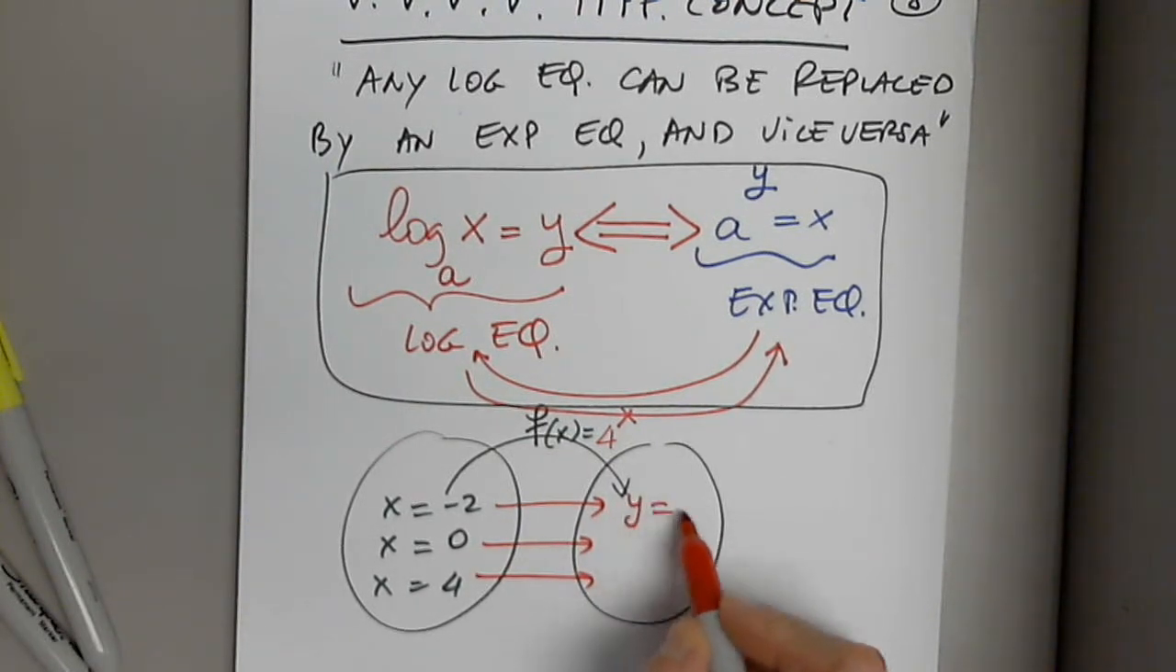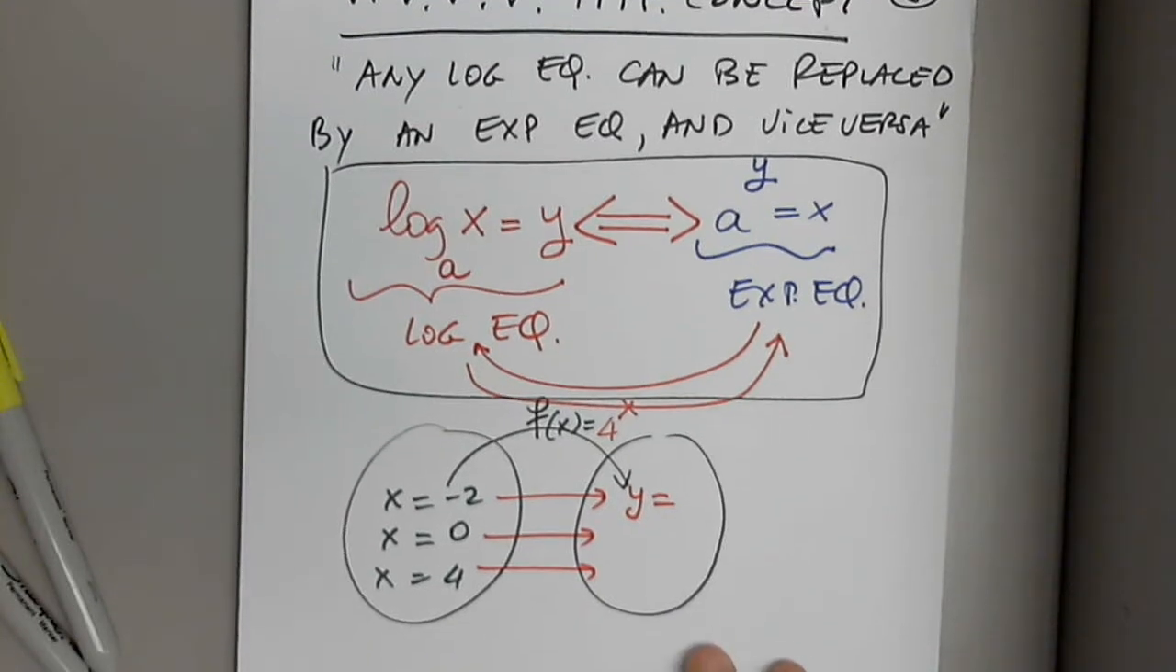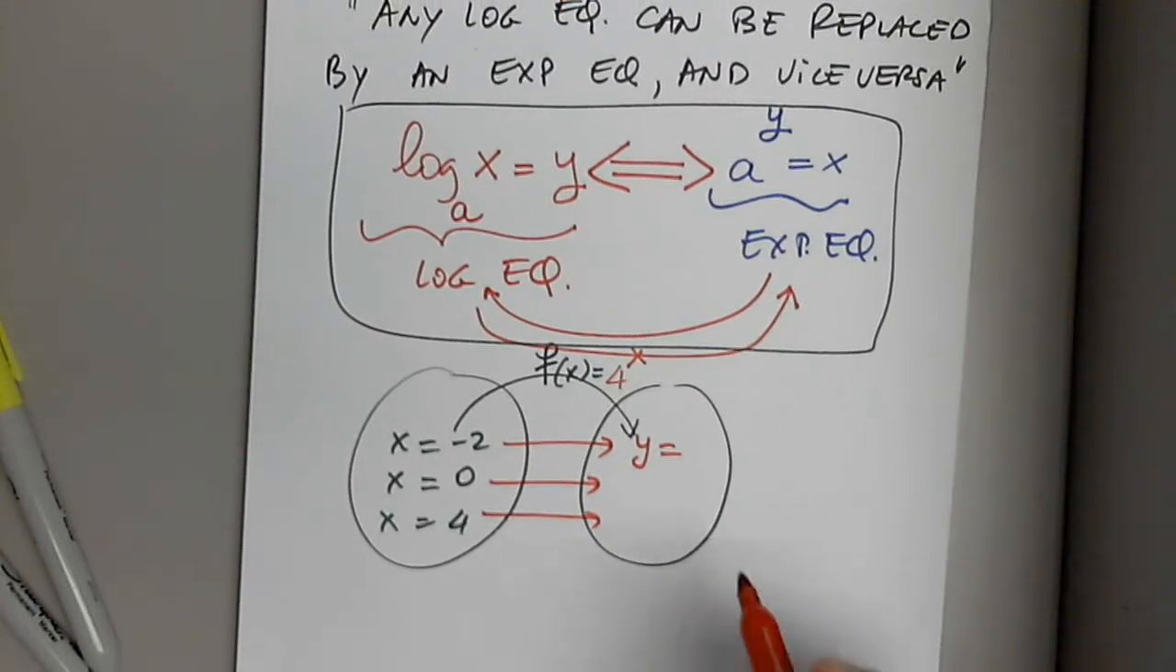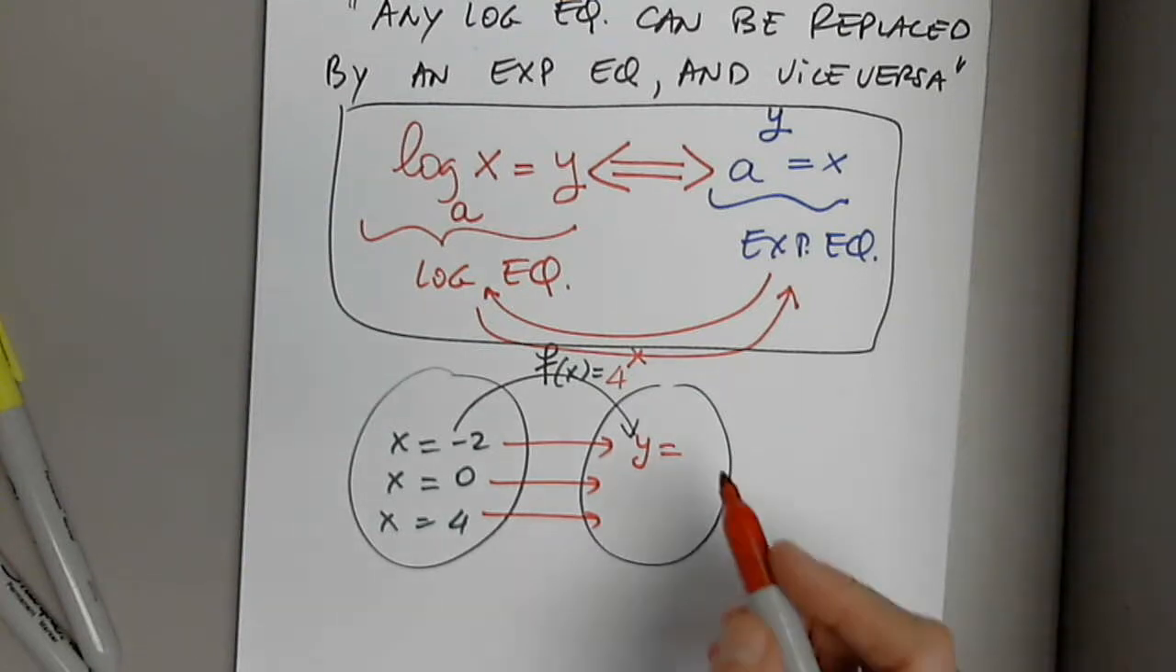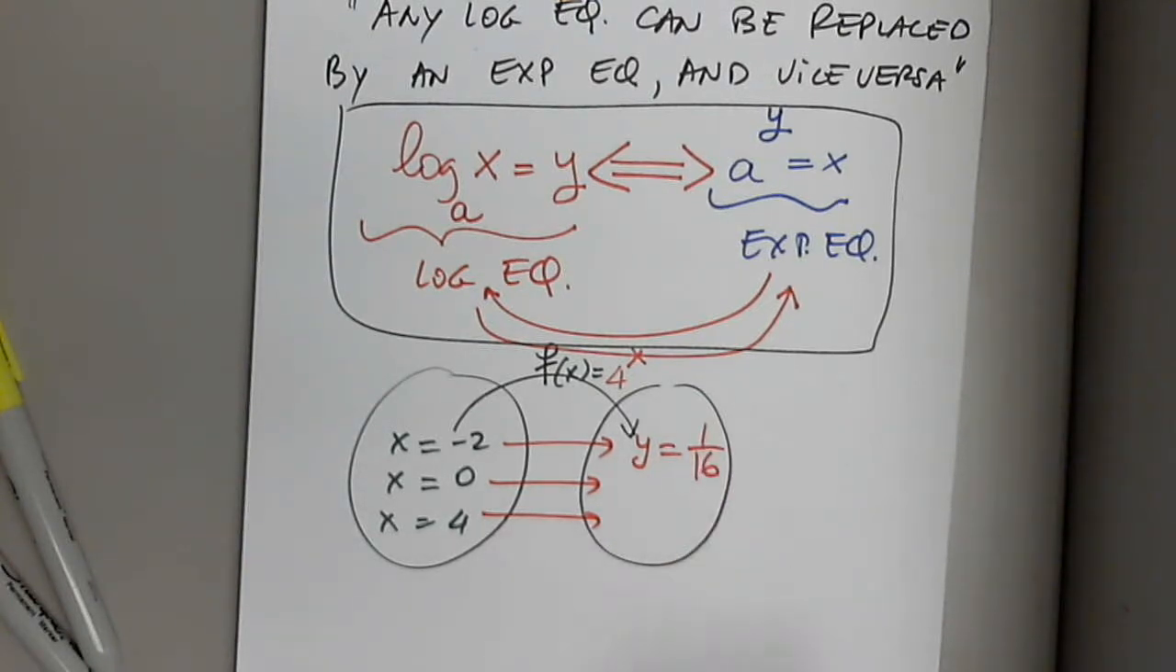So how much is y when I raise 4 to negative 2? Careful. A negative power does not mean a negative number as the result. 1 over 16. Do you all agree, Wendy? Is that clear? Yes. 4 to negative 2 is 1 over 4 squared.